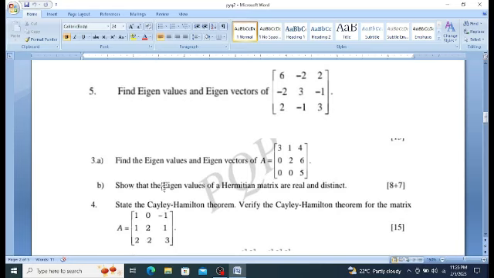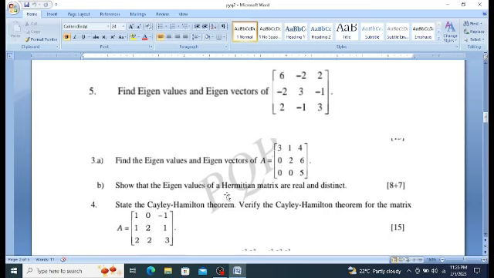Now next, show that the eigenvalues of a Hermitian matrix are real and distinct. So we know the Hermitian matrix. Just take one example. For example, a 2 by 2 matrix where the first element is 1 and the second element in that same row is 4 plus 3i, the next element is 4 minus 3i, and the next element is 5. So here the diagonal elements are 1 and 5.